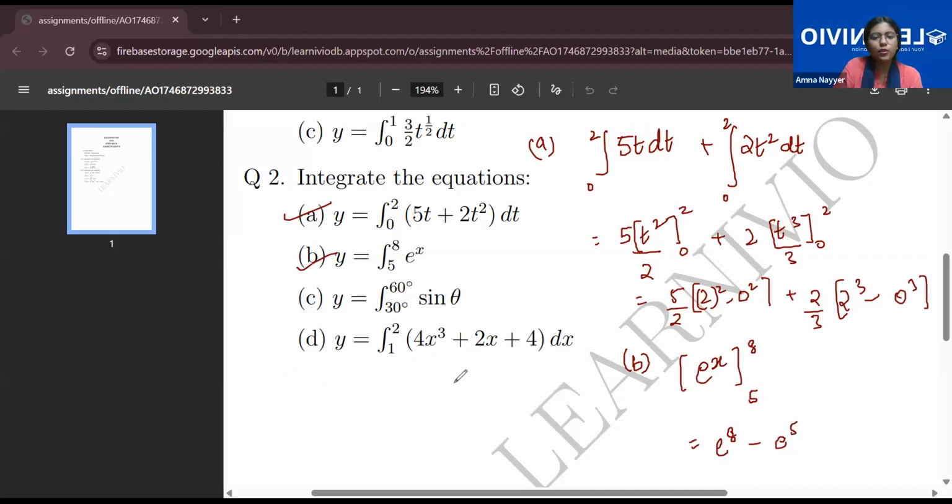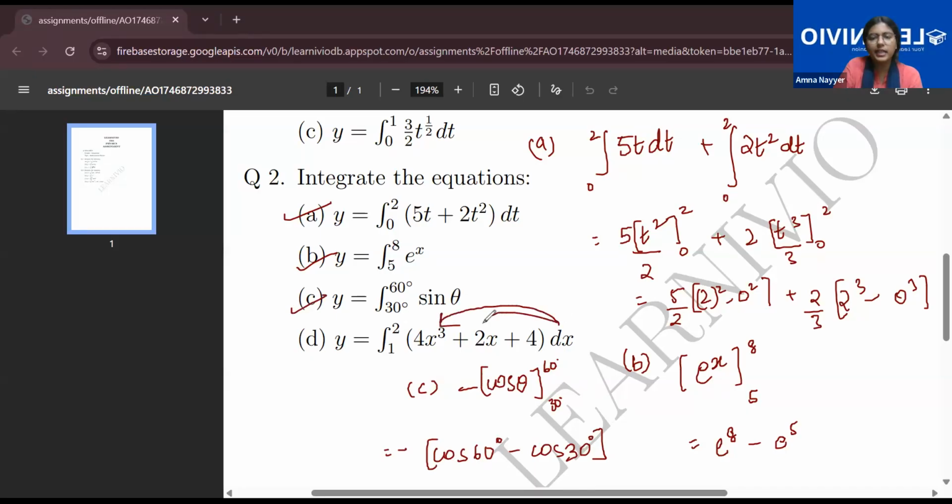Coming to the third one, for the angle I have told you, sin theta becomes minus cos theta on integrating, with limits from 30 degrees to 60 degrees. Let me take the minus sign outside and put the upper limit first. So this is cos 60 degrees minus cos 30 degrees. This is the solution. Ubaidullah has solved this further also, using the values of cos 60 and cos 30. That is also correct. After this, Ali, you'll be able to do it. Yes, ma'am.